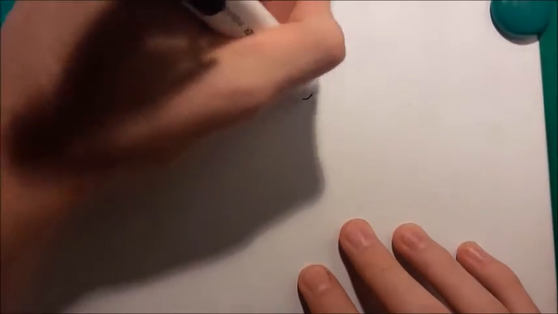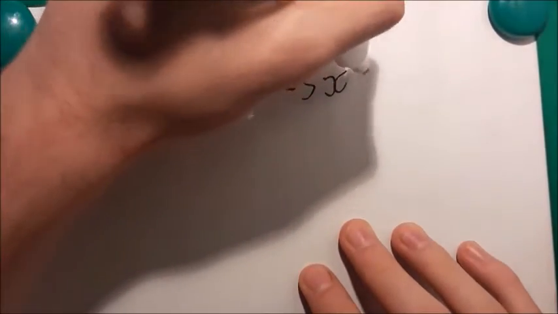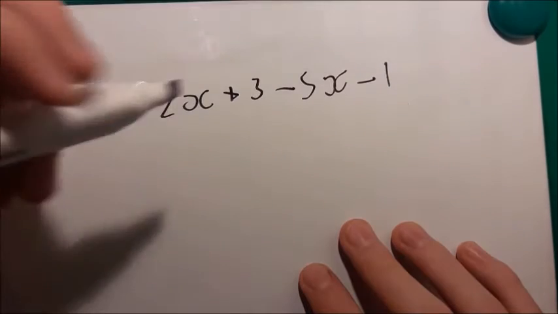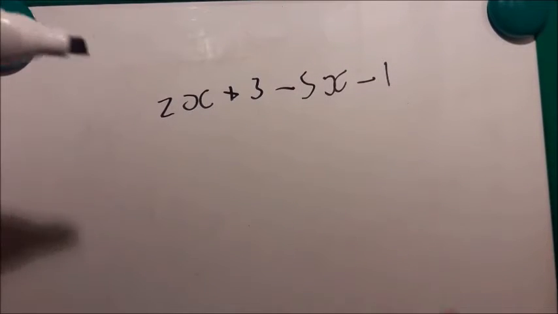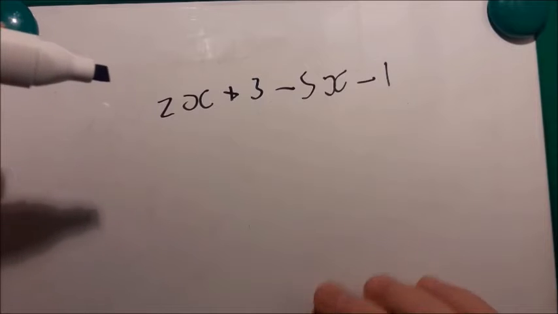To our first video, and today we're going to be doing simplification. So the first step of simplification, of normal simplification, we need to understand terms. So let's say we have 2x plus 3 minus 5x minus 1. We need to know which terms are similar terms, or like terms.